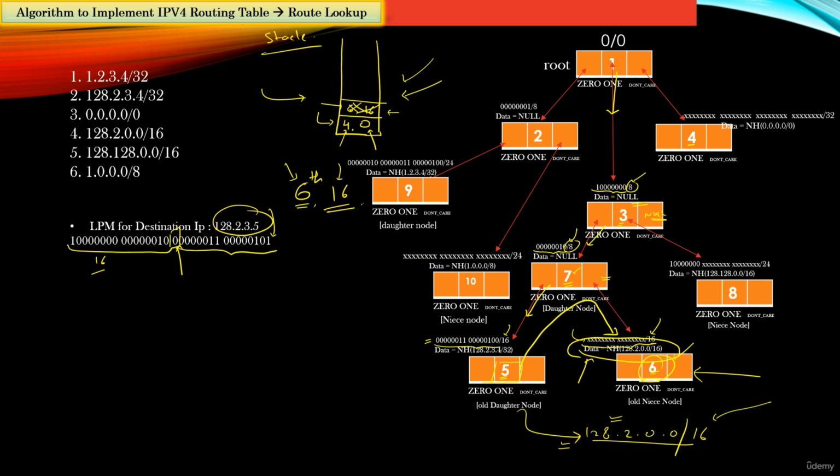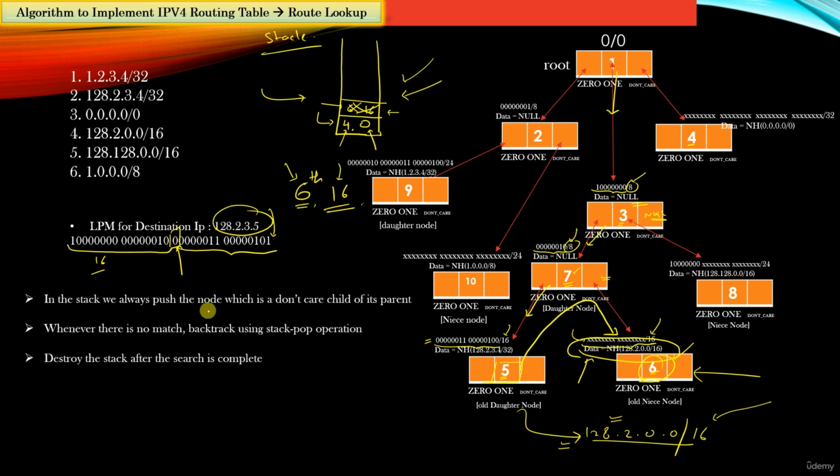All right. So in the stack, we always push the node which is a don't care child of its parent. Whenever there is no match, backtrack using the stack pop operation. Destroy the stack after the search is complete. All right. So we will destroy the stack because we have already found the route of our interest. Let us discuss the route lookup algorithm with one more example in the next lecture video.